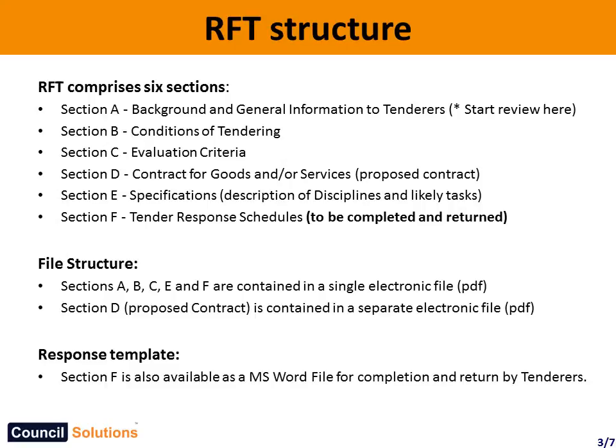The file structure on the SA Tenders and Contracts website is as follows. Sections A, B, C, E and F are contained in a single electronic file. Section D, which is the proposed contract, is contained in a separate electronic file. Furthermore, the response template, or Section F, is also available as an MS Word file for completion and return by tenderers.